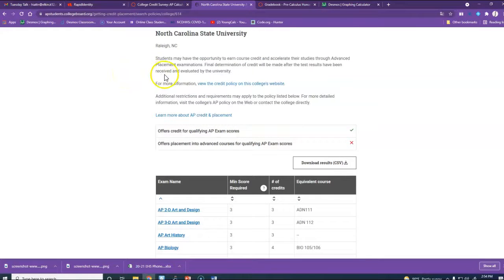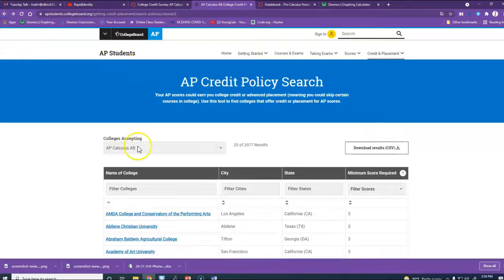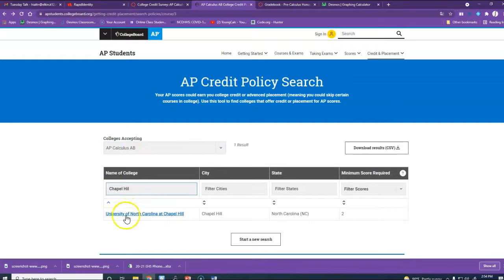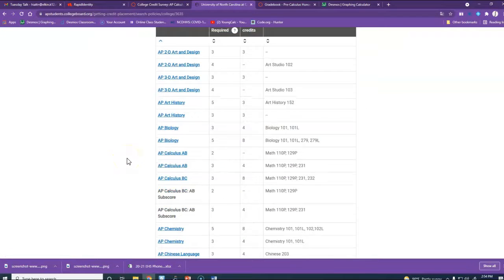Chapel Hill, that one's also a little confusing because it's not really a 2. I wish they would tell you what these courses are. You could go look them up on Chapel Hill's website, but I'm pretty sure that if you make a 2, they give you credit for pre-calculus. I think these courses are like a pre-calculus class. And if you make a 3, then you get this 231 right here, that's calculus. I believe is what they do.